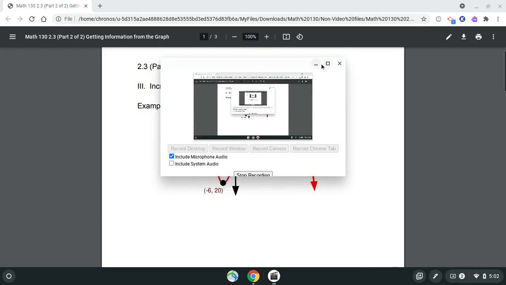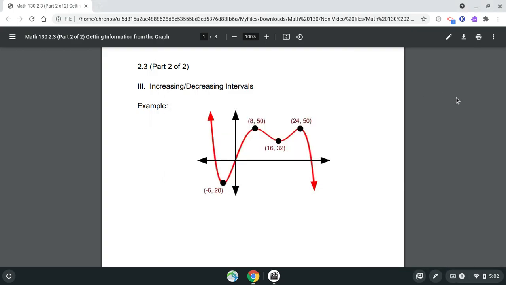Welcome back. We are covering part 2 of 2.3, and we are covering increasing, decreasing intervals, and local maximums and minimums. Okay, so here we have this graph, and one of the things we become concerned about with the graph is where that graph is increasing, where that graph is decreasing.